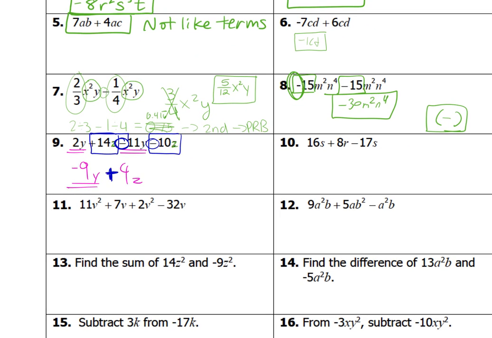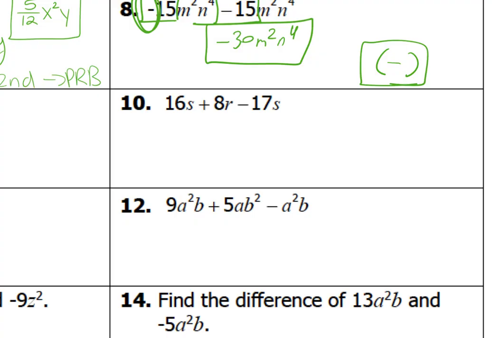Thank you, Shale. Who wants number 10? Nobody? Still working it out? Okay, talk me through it. Are there like terms here? Yeah. What are they? 8Rs and negative 1Ss.